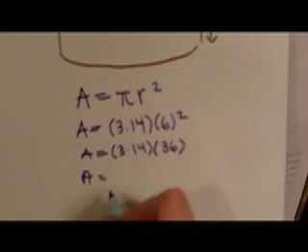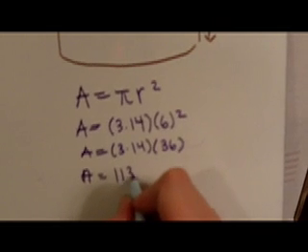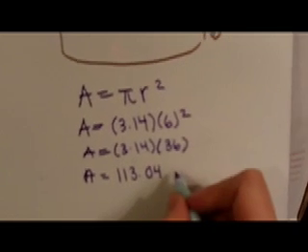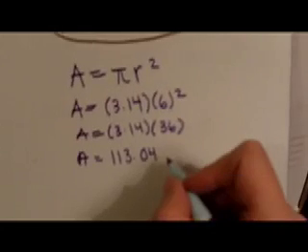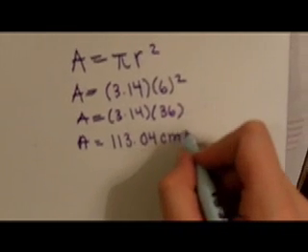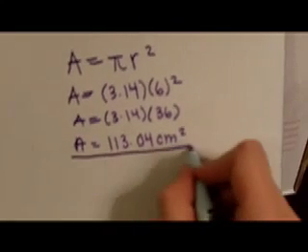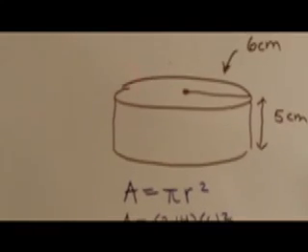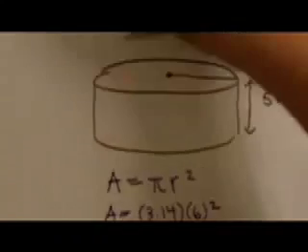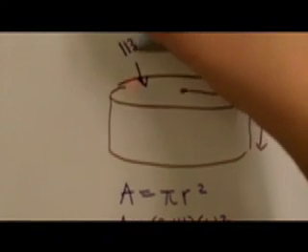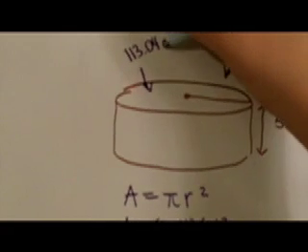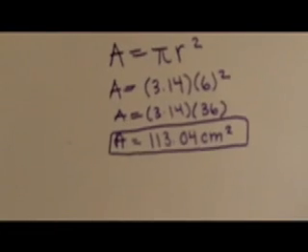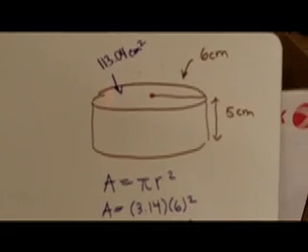We'll see that the area is going to be equal to 113.04. Since our units are centimeters and we're talking about an area, our units are now centimeters squared. So we just found the area of the top base, and we know that the top base and the bottom base are going to have the same area. So we found the area of our two bases. The only thing that we need now is the lateral area.